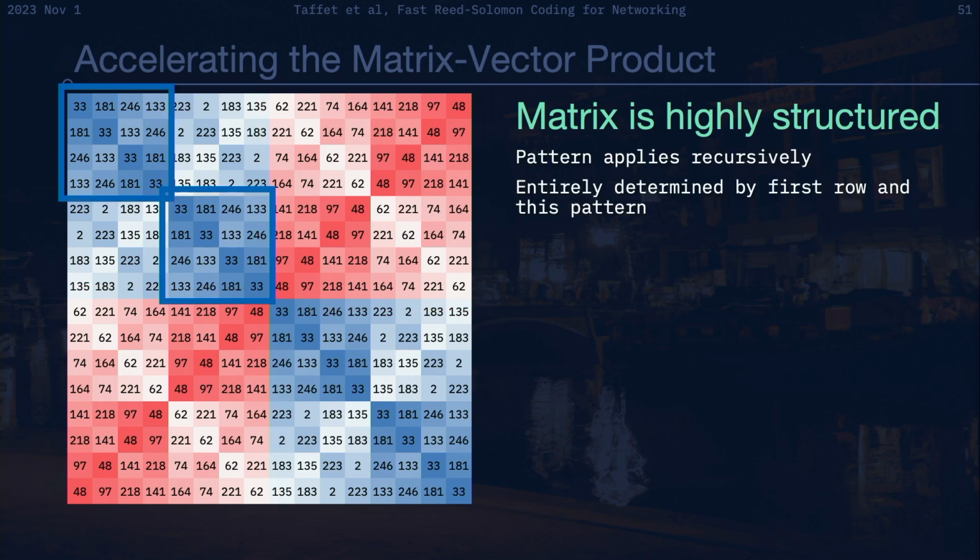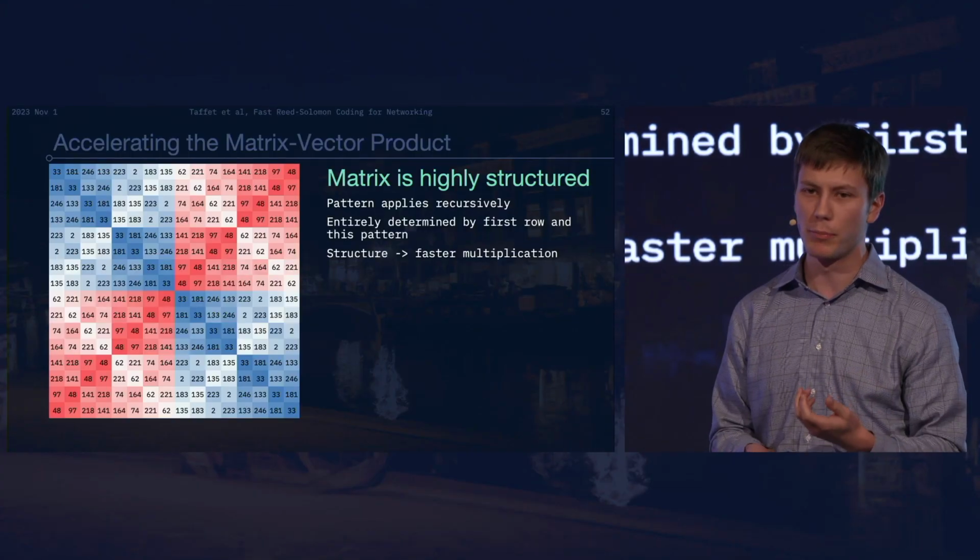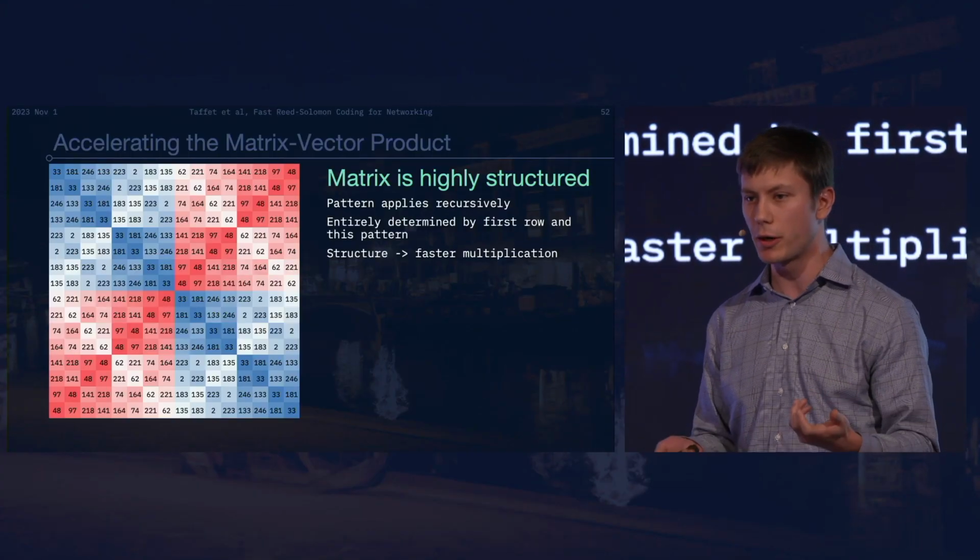So within the top left quadrant, the top left subquadrant and the bottom right subquadrant of the top left quadrant are the same. And actually, this whole matrix is defined entirely by the numbers in the first row or first column, and then this recursive pattern. So you just apply it recursively, and you build the whole matrix out of that one row. And in this kind of math, structure in the matrix typically means that there's a faster way to multiply by it. Maybe it means you can represent it sparsely, or as a product of sparse matrices, or something like that.